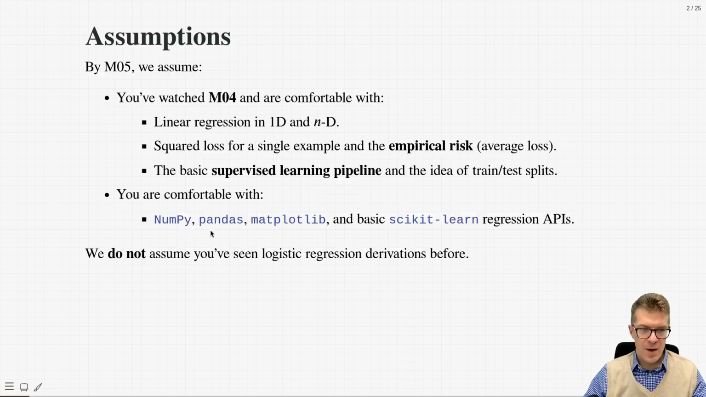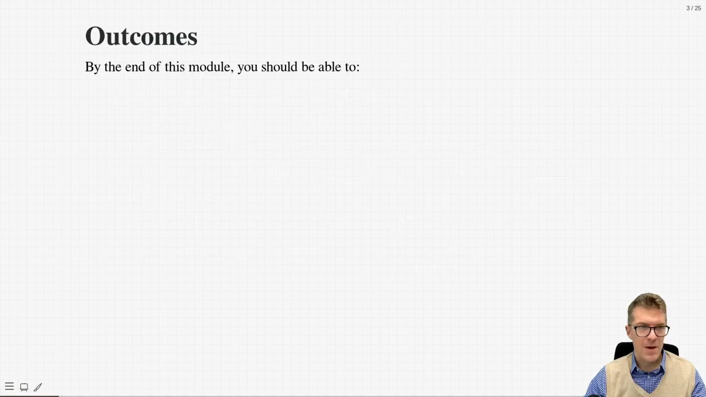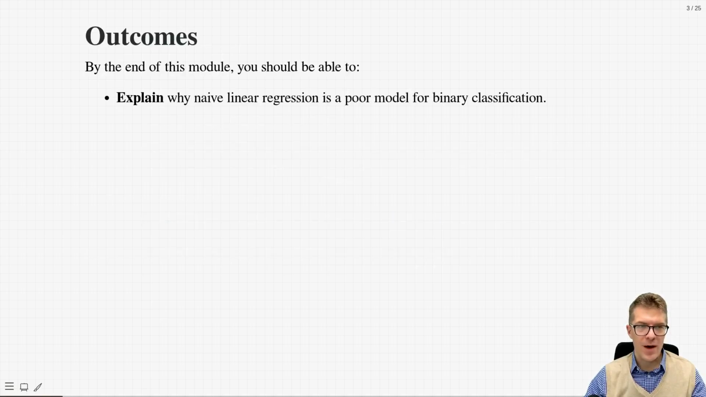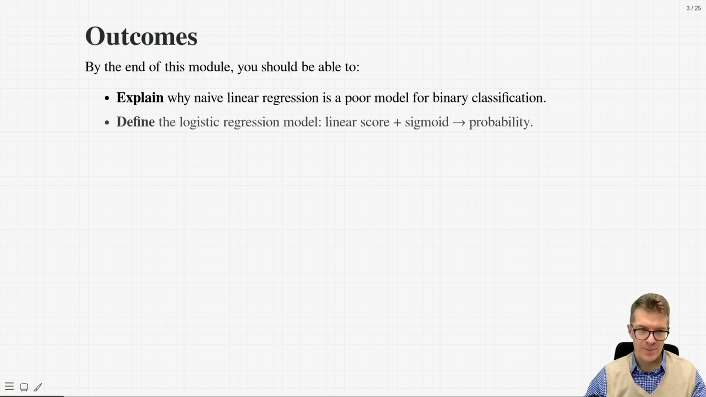We have seen a good amount of NumPy, Pandas, and Matplotlib in the previous module, so I assume that you're comfortable with that. Now, I don't assume that you've seen logistic regression before, because that's what we're going to be talking about today. By the end of today, you'll be able to explain why naive linear regression of the type we saw previously is a poor model for binary classification.